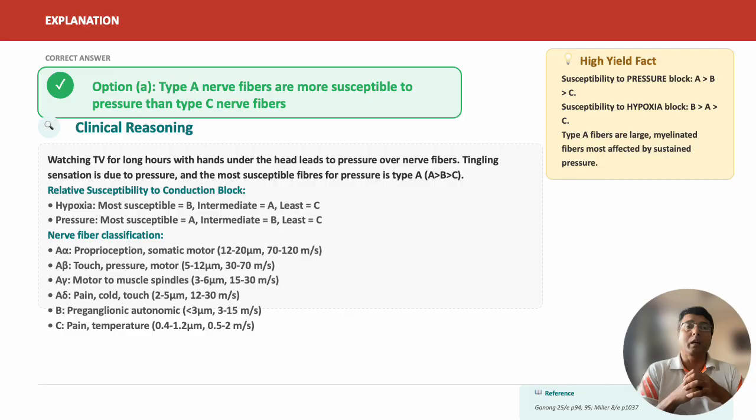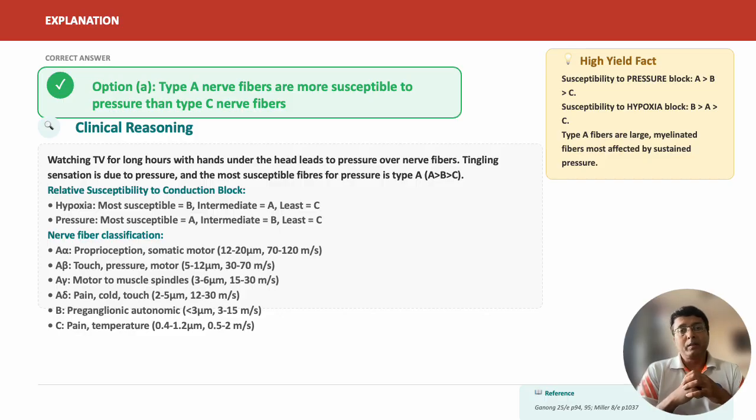And another thing, that is hypoxia. The most susceptible fiber is fiber B, and the least is fiber C. So actually this is a numerical based question, and you have to memorize all such things because those are clinically relevant also. You can see your patient, and you should diagnose accordingly in view of the knowledge of that particular domain.